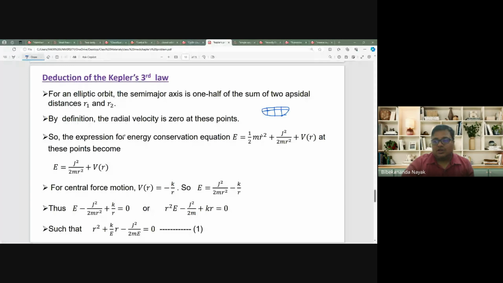So in the expression for total energy, at the turning point this term is 0, so only j square by 2m r square plus br remains. So at r1 and r2, energy will be j square by 2m r1 square plus br1, and j square by 2m r2 square plus br2.